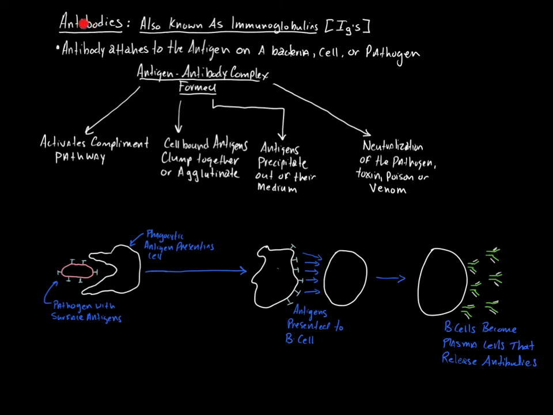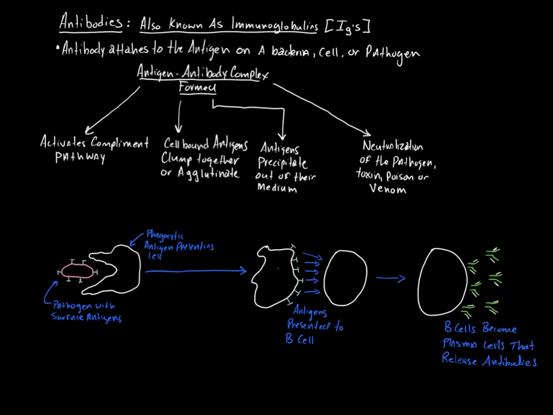Antibodies are also known as immunoglobulins, and we often see this abbreviated as Ig. So when I talk about IgD or IgA, that's immunoglobulin D or immunoglobulin A. That's a classification system for groups of immunoglobulins or antibodies. But just remember, whenever you hear the term immunoglobulin, we're really talking about antibodies. It's just a synonym.